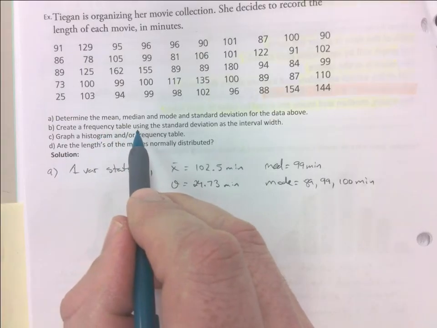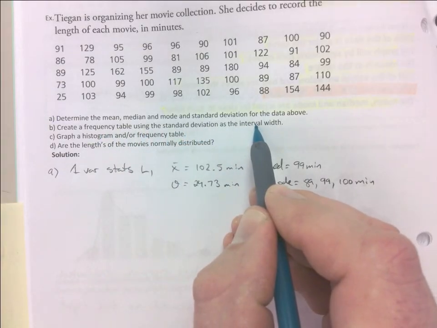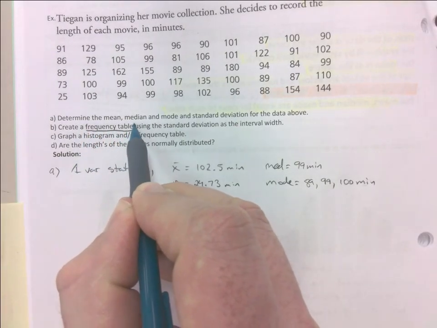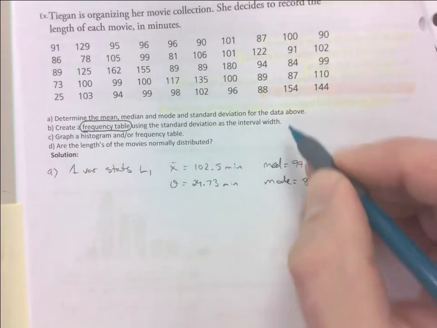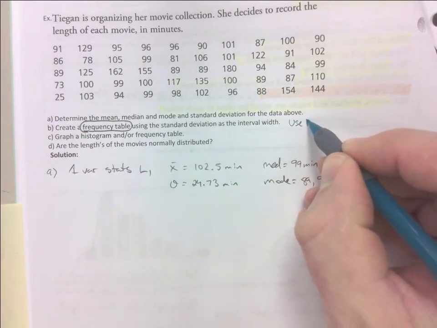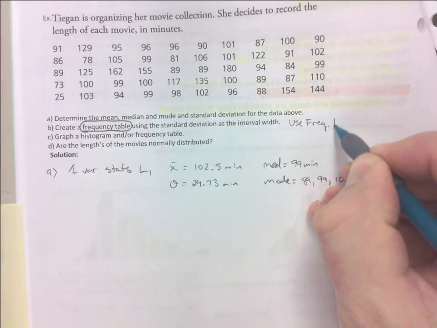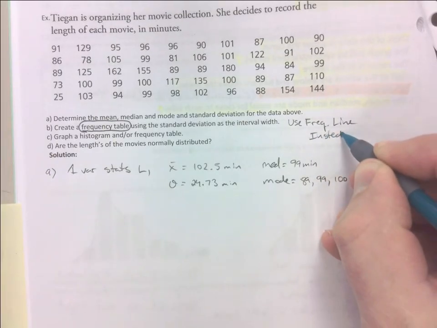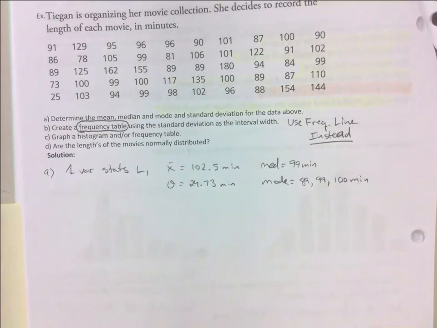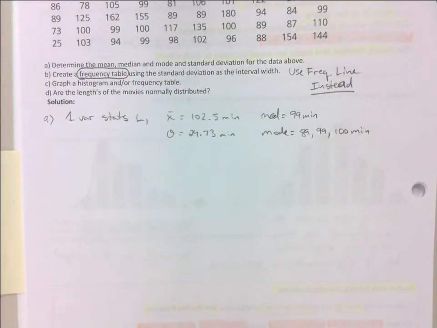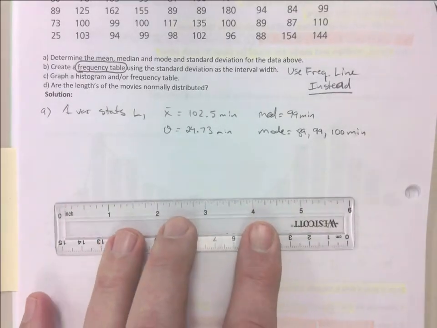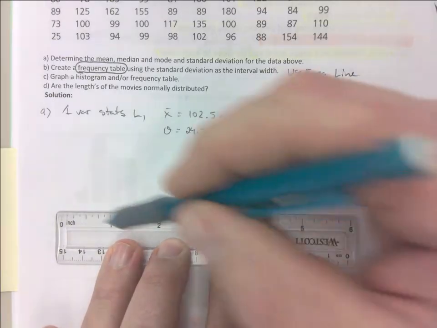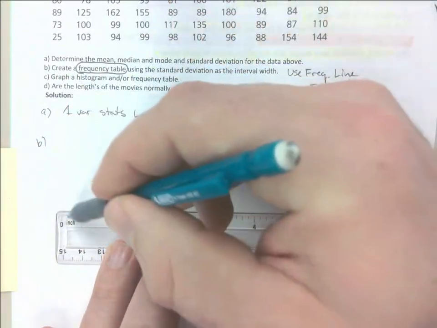Create a frequency table using the standard deviation as the interval width. I will tell you this, whenever I ask you for the frequency table, use frequency line instead. That's my way to make it faster. It's a lot faster if you do that. So again, if you have a ruler, I'm going to make my bin. This is for B. Make the bin.